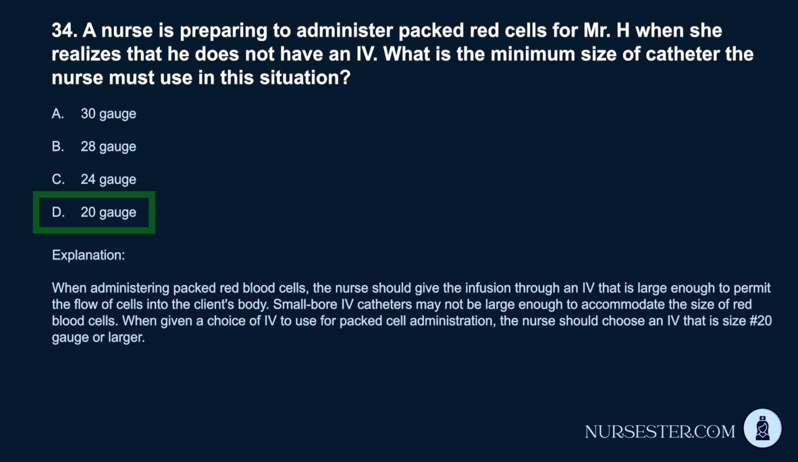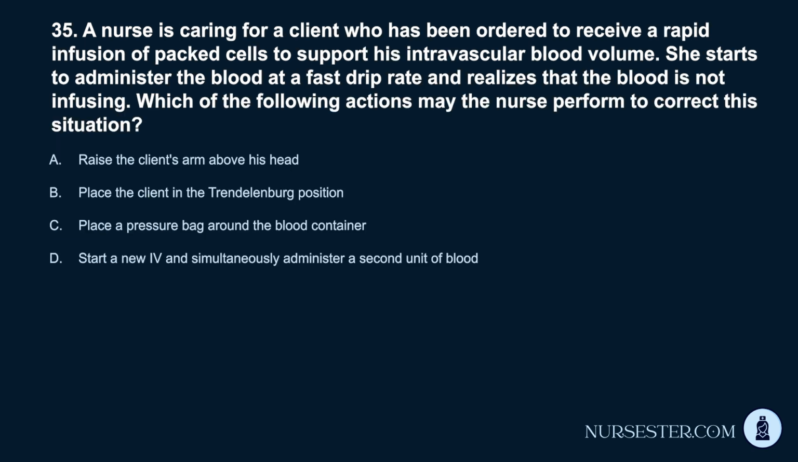When administering packed red blood cells, the nurse should give the infusion through an IV that is large enough to permit the flow of cells into the client's body. Small-bore IV catheters may not be large enough to accommodate the size of red blood cells. When given a choice of IVs to use for packed cell administration, the nurse should choose an IV that is size number 20 gauge or larger.